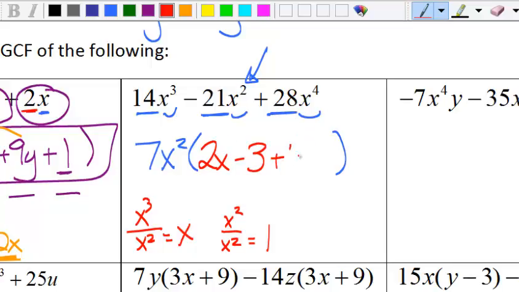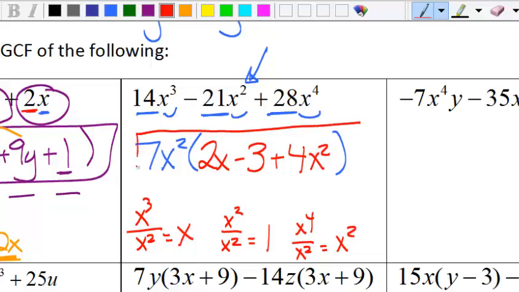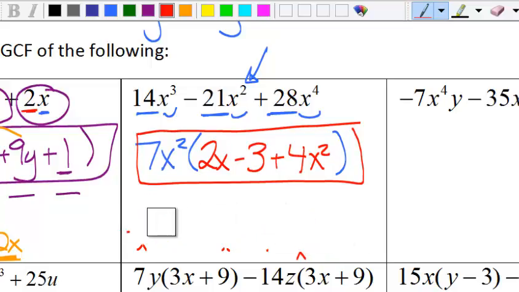28 divided by 7 is 4. X to the 4 divided by x squared. Subtract my exponents and I just get x squared. This is my factorization. Now, this work down here you may not need to show, and that's fine. If you don't need it, you don't have to have it. If you're interested, I'm going to show you one more time the check, but then I'm not going to show you on every single problem.